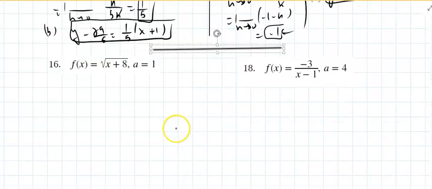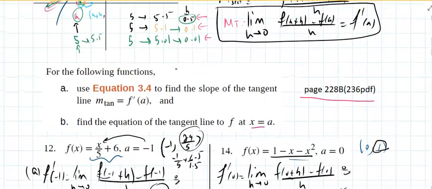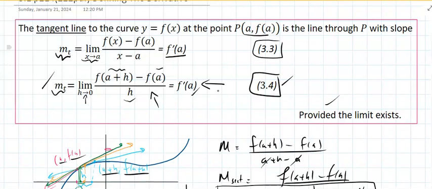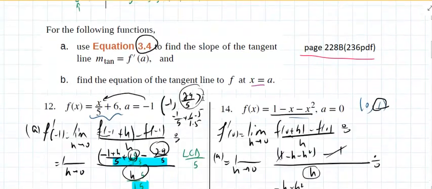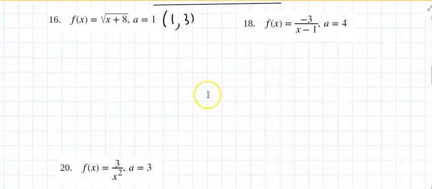Next problem is a radical. Well, let's see. If I put 1 in, square root of 9 is 3. Now, by the way, I did want to mention, the book says use equation 3.4, which is why I'm using 3.4. The next set of problems is going to say use 3.3. I want to make sure that you know how to do both, so I'm going to work out both. And you could stick with either one of those and just proceed.